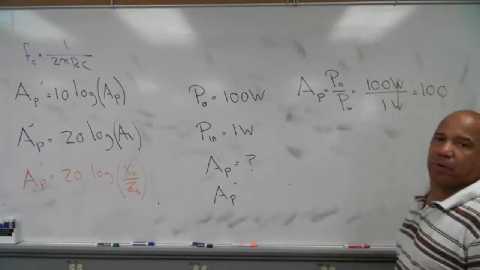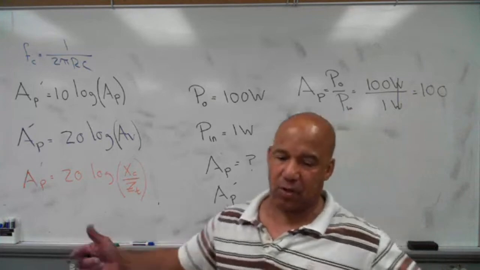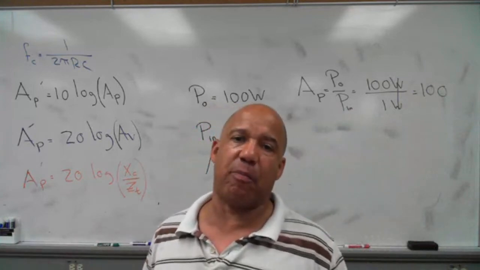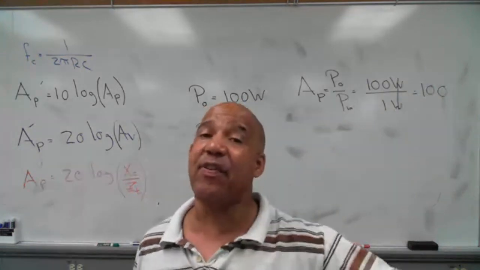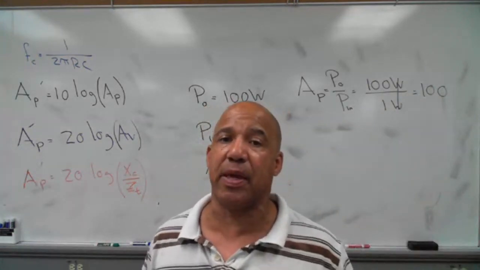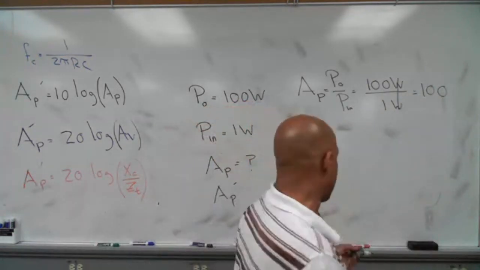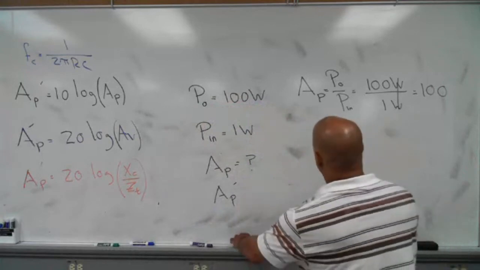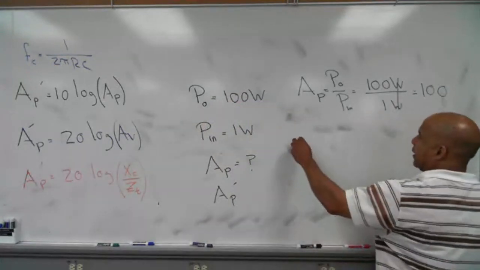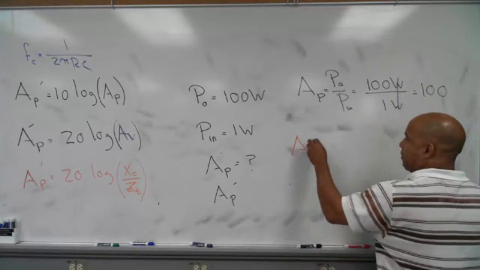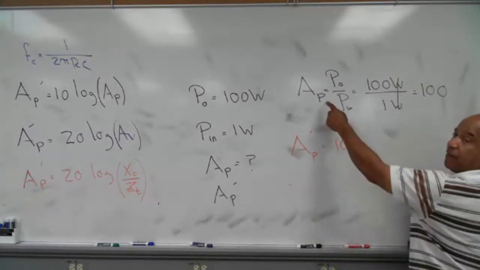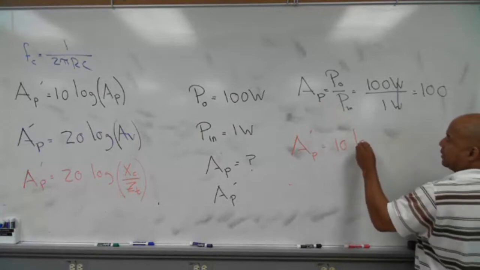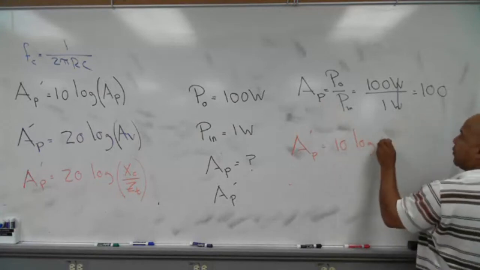And that's a unitless number because gain is just a number that you can use to compare. It's what we call a figure of merit. So I get a gain of 100. There's no units, and we can give it units. We can give it the unit of dB by getting my decibel power gain. So how do I do that? Well, my decibel power gain, AP prime, is going to be 10 times the log of the regular gain. So 10 times the log of 100.